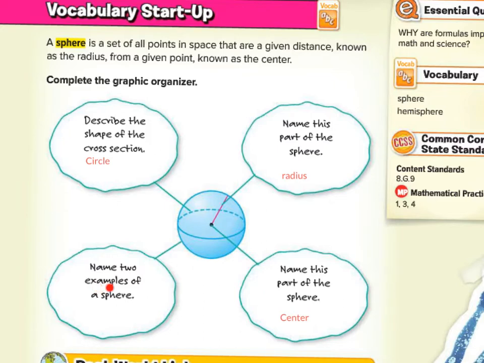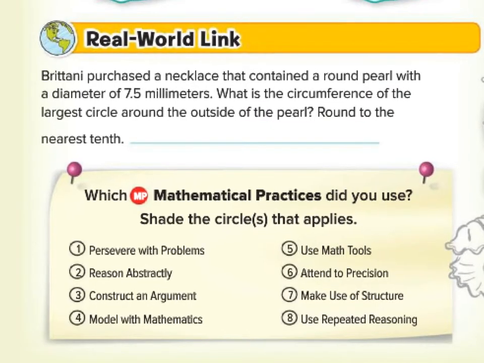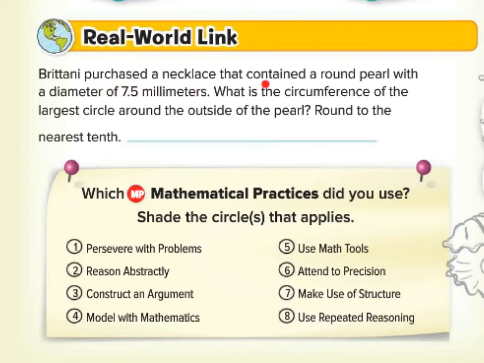And then name two examples of a sphere. So like I mentioned, a ball, so it could be a basketball, or it could be a planet, or a satellite like the moon. So a basketball or the moon would be examples of a sphere. Let's connect it to a real world connection. Brittany purchased a necklace that contained a round pearl with a diameter of 7.5 millimeters. What is the circumference of the largest circle around the outside of the pearl? Round to the nearest tenth.